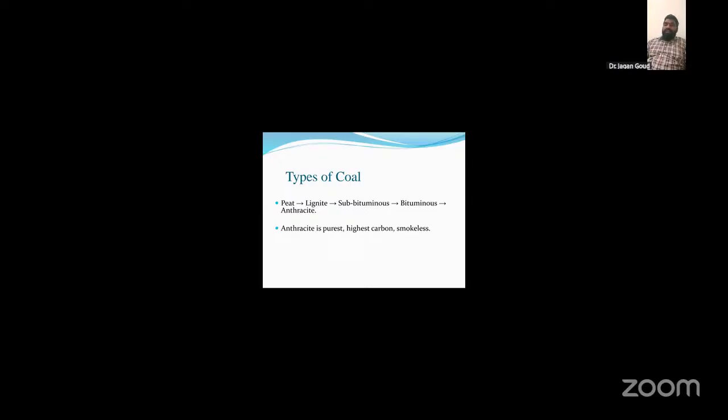Okay, special note for anthracite: it is the purest form of coal. Highest carbon content is there, highest calorific value is there, smokeless and burns cleanly. Okay, it is used in domestic heating and especially in industrial applications.